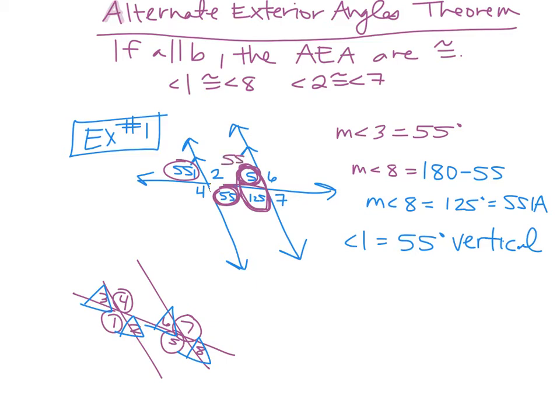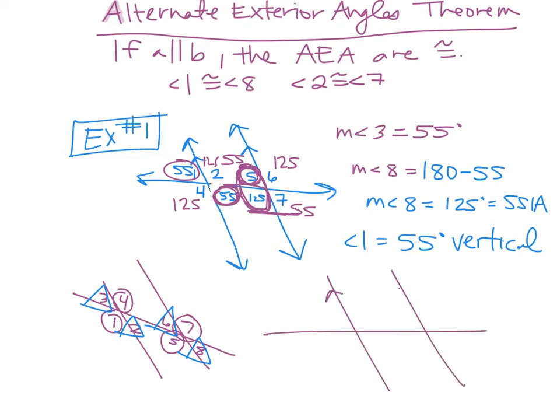What would 7 be? 55, either because those are vertical or because these are a linear pair. What would 6 be? 125. What would 4 be? 125. And what would 2 be? 125. Okay, so look at this.